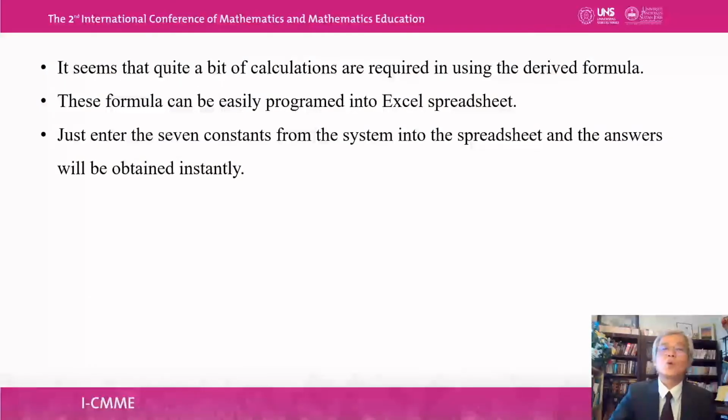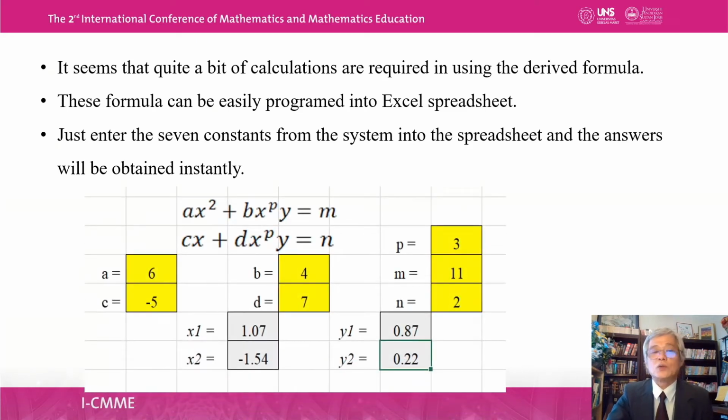It seems that quite a bit of calculation is required in using the derived formula. However, this formula can be easily programmed into an Excel spreadsheet. We just enter the 7 constants from the system into the spreadsheet, and the answers will be obtained instantly, like so. I enter A, B, C, D, M, N, and P into the yellow boxes, hit enter, and I get the 2 sets of solutions instantly.